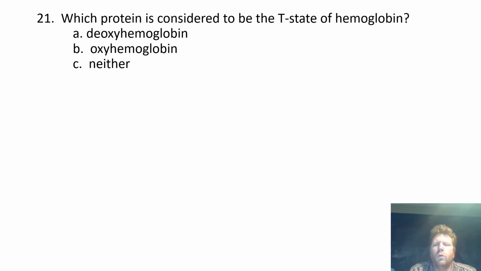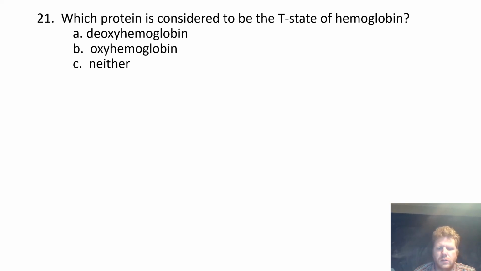Okay, question number 21, our last of our multiple choice questions. Which protein is considered to be the T state of hemoglobin? So whenever you're asked about the T state of hemoglobin, or any protein for that matter, what you have to know is whether it is the functional state or the non-functional state. And the answer to that is the T state.